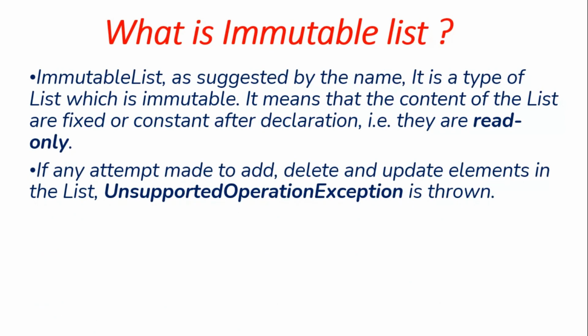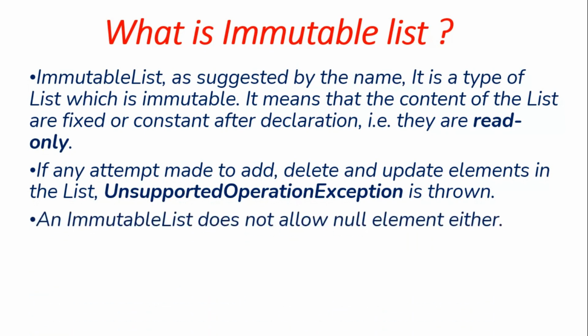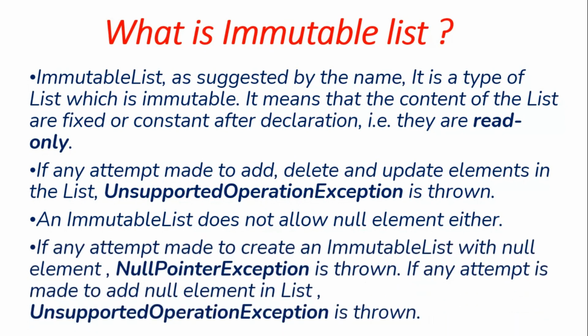So later, if we want to add, delete or update any element, it will throw an unsupported operation exception. And an immutable list does not allow null elements either. So we cannot store a null value in an immutable list. If any attempt is made to create an immutable list with a null element, a null pointer exception is thrown.